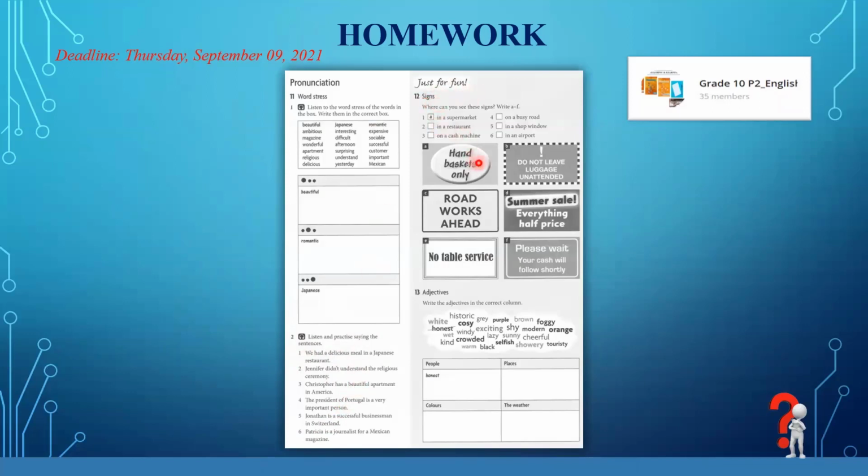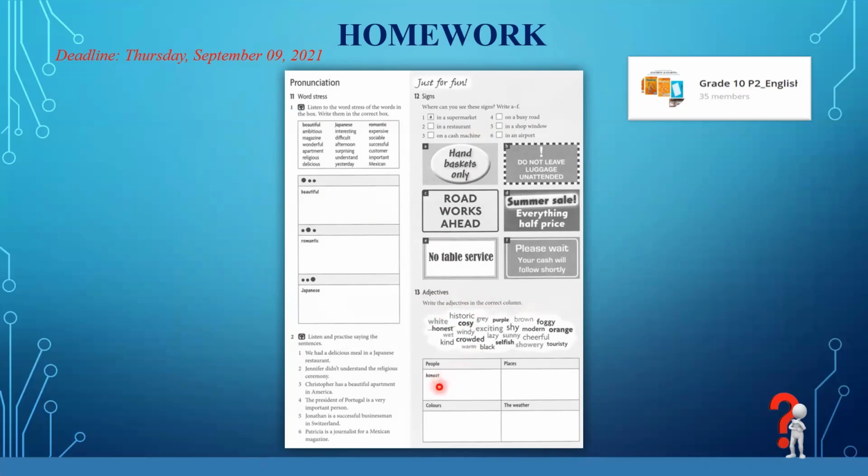Okay, the first one. We have pictures from A to F here, and the first one, A: in the supermarket, we can see the sign basket only here. What about road works ahead? So where can you see them, 1, 2, 3, 4, 5, 6? Which one? Consider number 4. I'm telling you another one. Okay, number 13, which is about attitude, right? Put the attitudes in the correct column.